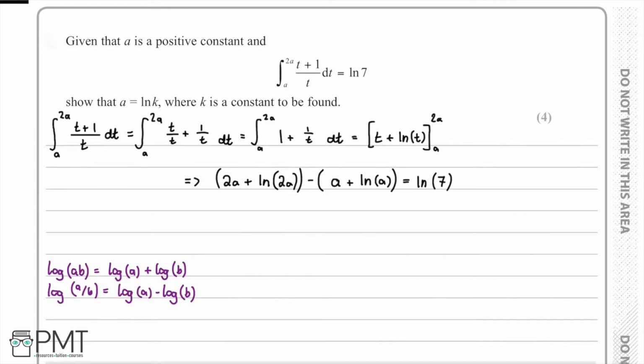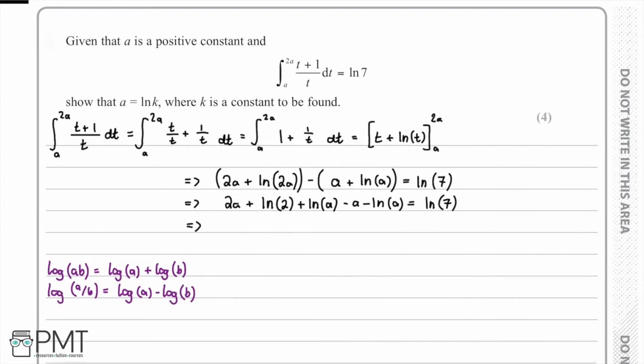So we can try and manipulate our terms here. We can see we have lots of a's and lots of ln of a's. So we write 2a. And then we notice ln of 2a. We can use the law of logarithms. Log ab is equal to log a plus log b. So this means that ln of 2a is going to be equal to ln of 2 plus ln of a. And then our next term is going to be a negative multiplied by the bracket, so negative a, negative ln a, and this is all equal to ln of 7.